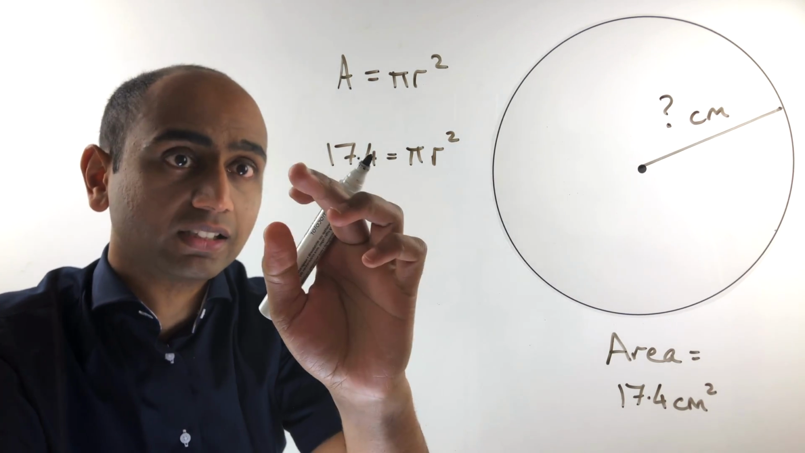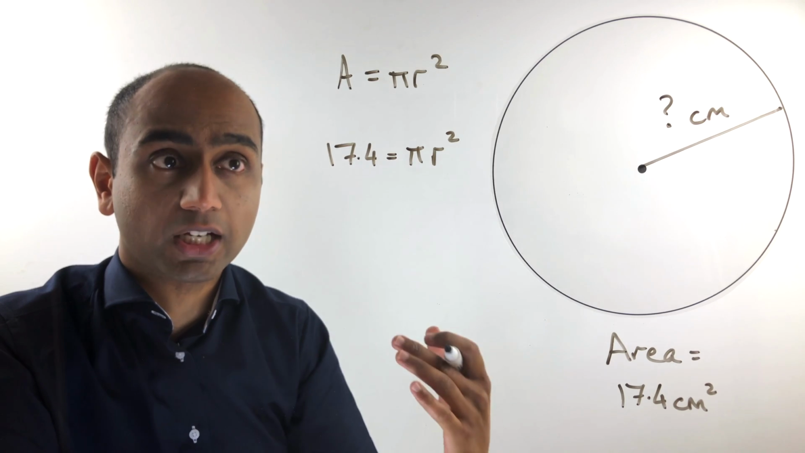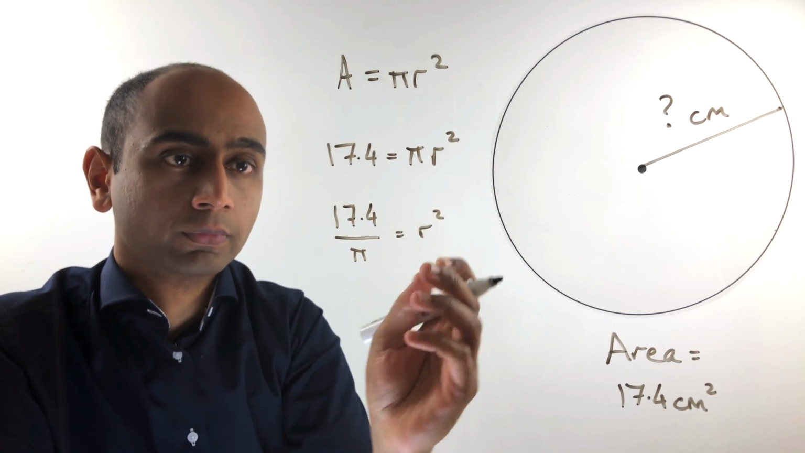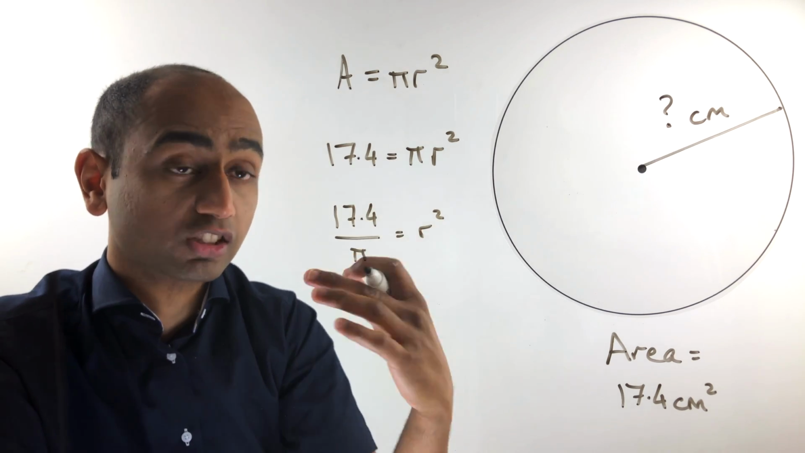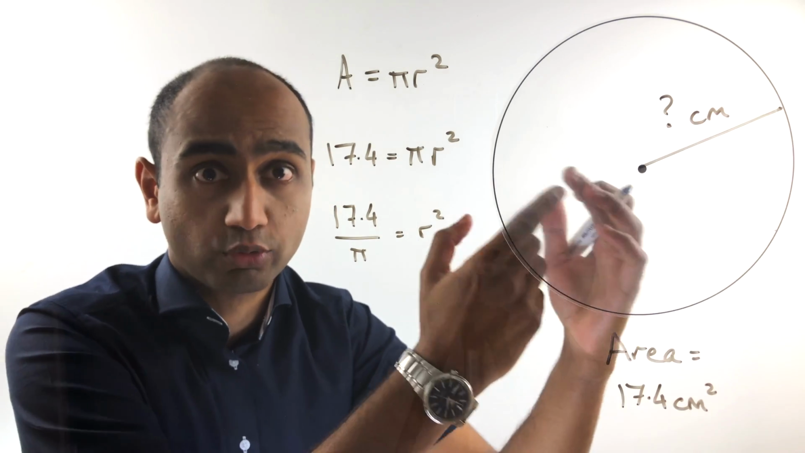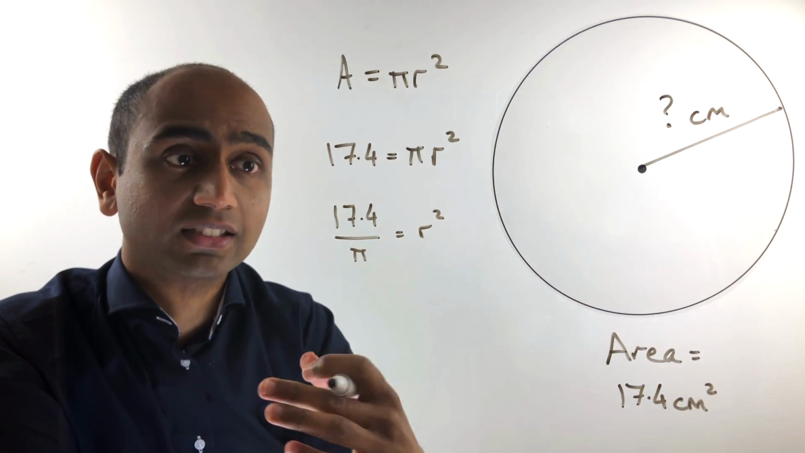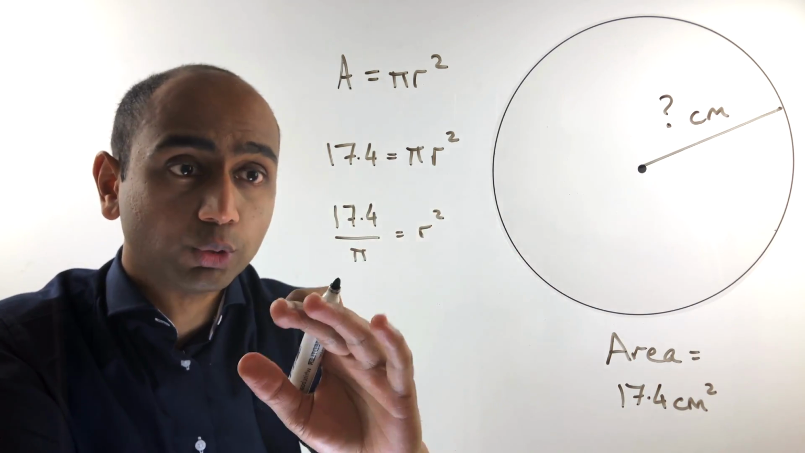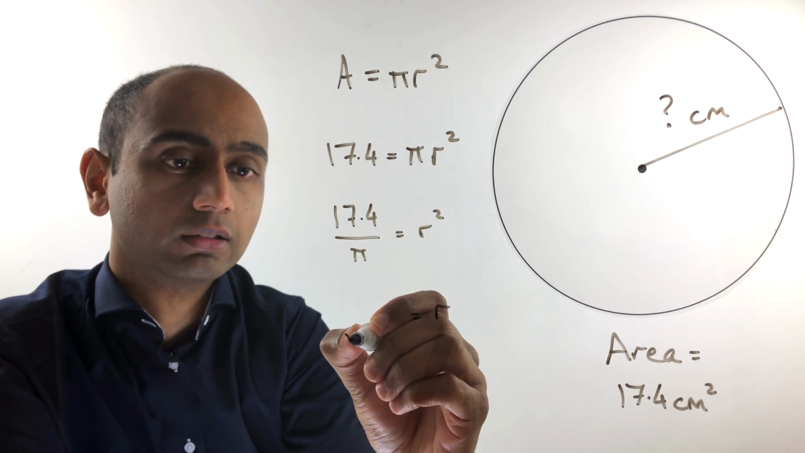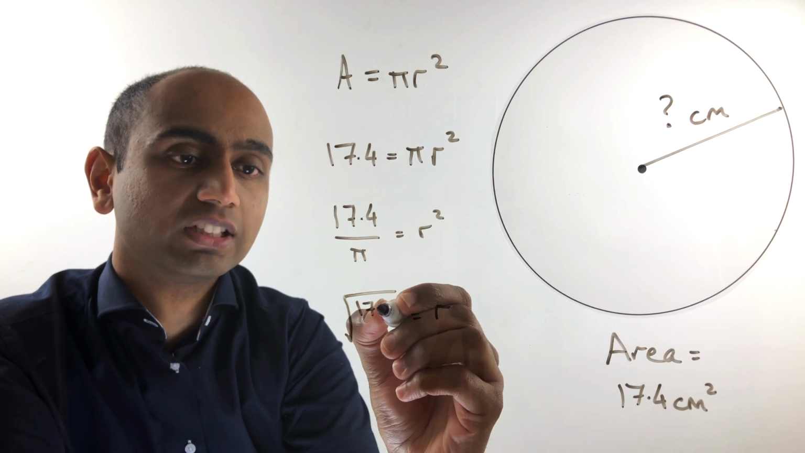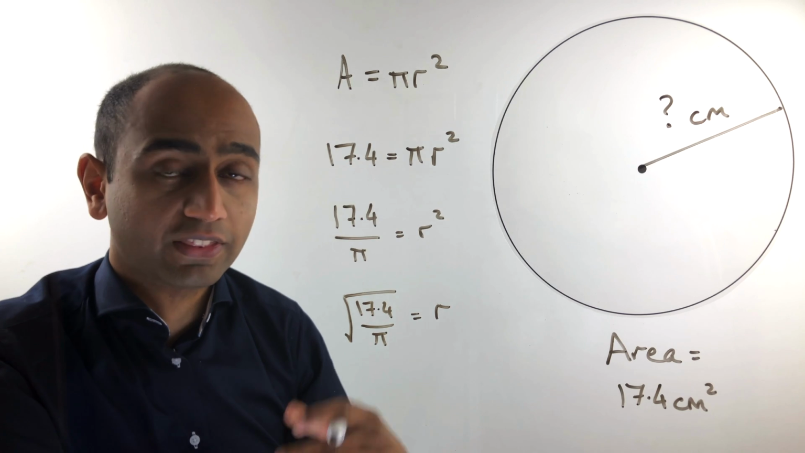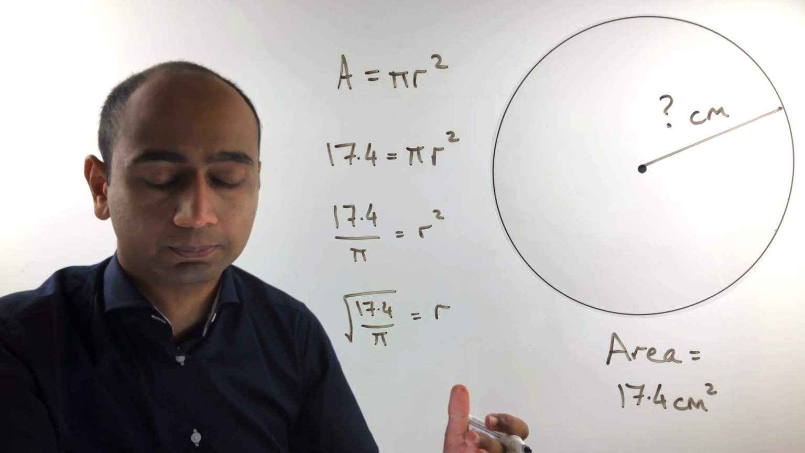What I can do is divide both sides of this equation by pi. And this will now tell me what r squared is. But I don't want to know what r squared is, I want to know what r, the radius, is. So what I can do next is take the square root of both sides of this equation. So r would be the square root of 17.4 over pi. And that's something I can do on my calculator.